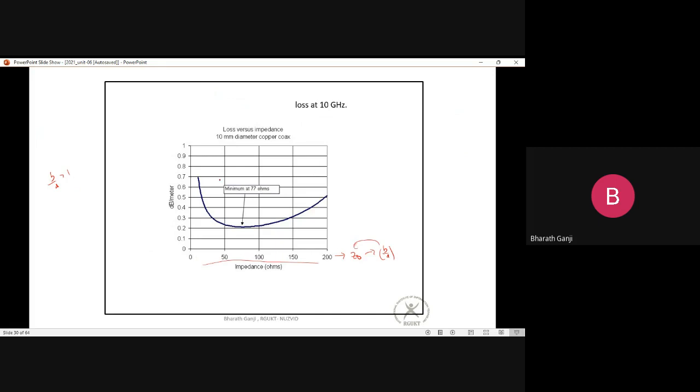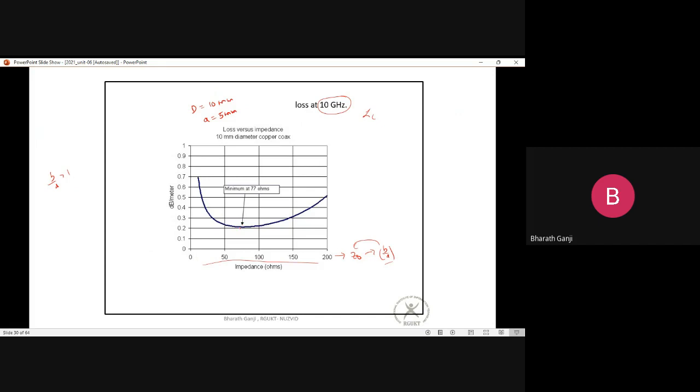And here what I have plotted is, particularly, a wire whose diameter is 10 mm, so this A is actually 5 mm. So we took A of 5 mm, and we have plotted the loss alpha C, the attenuation constant in dB per meter, at the frequency of 10 gigahertz. So it is plotted at a given frequency of 10 gigahertz, and you can see the attenuation for different values of B by A ratio.